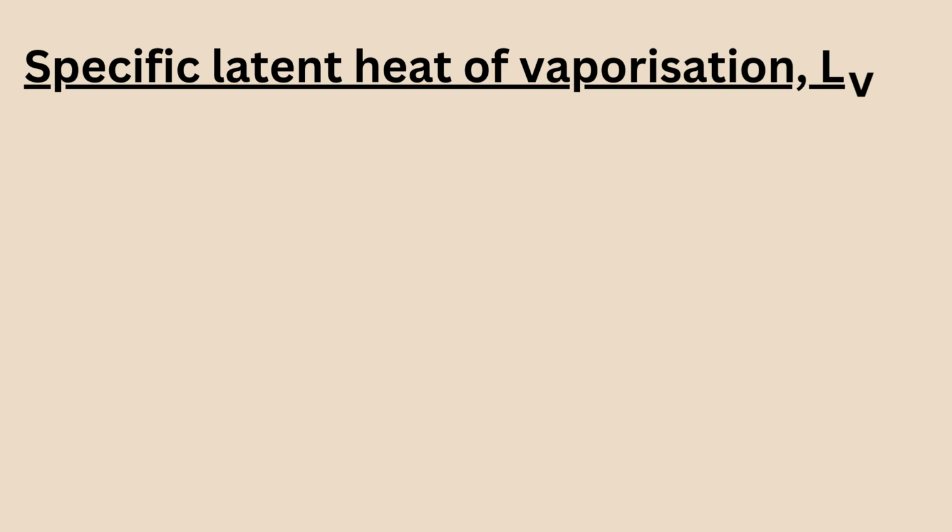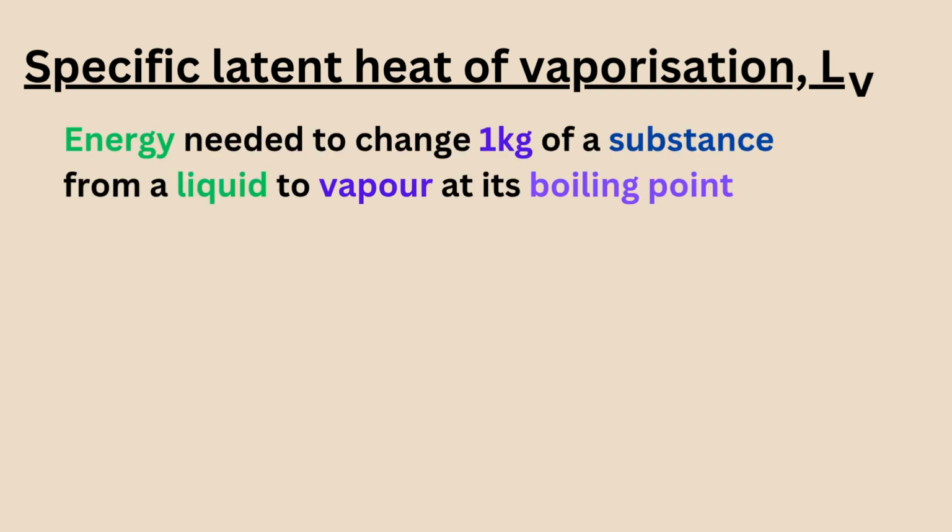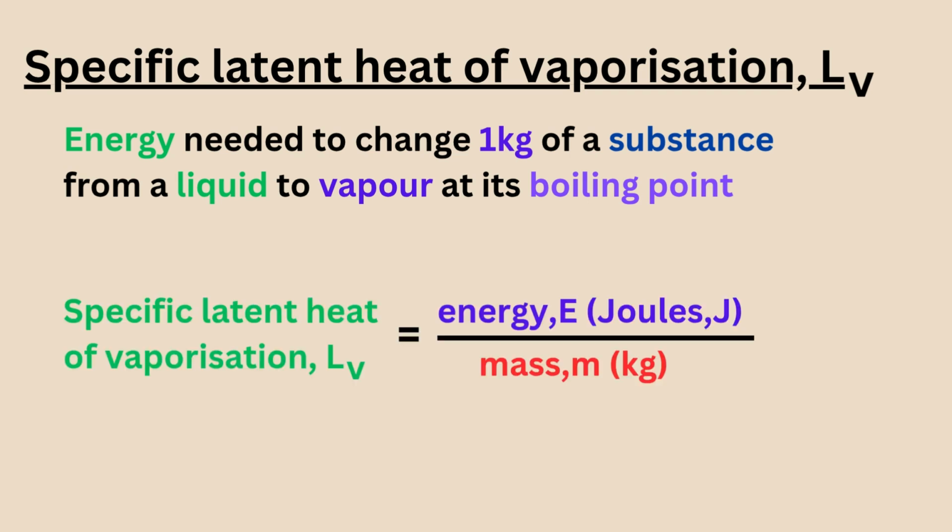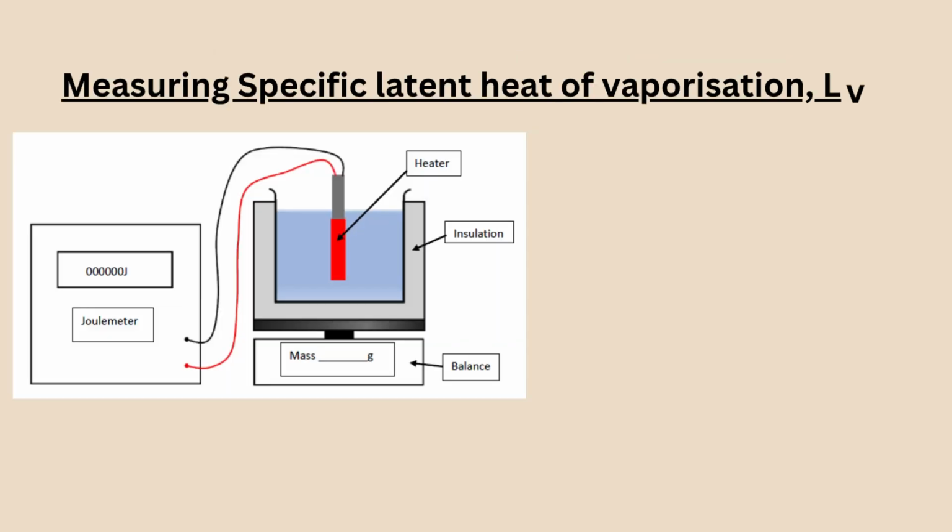Specific latent heat of vaporisation is the energy needed to change 1 kilogram of a substance from a liquid to a vapour at its boiling point. And to calculate specific latent heat of vaporisation, it's the energy in joules divided by the mass in kilograms. To measure the specific latent heat of vaporisation, we will set the apparatus up as shown in the diagram.